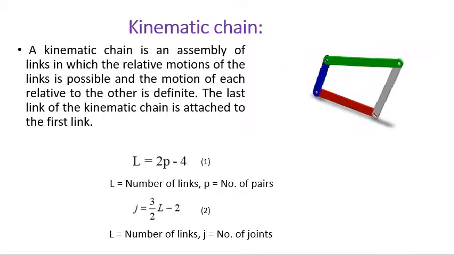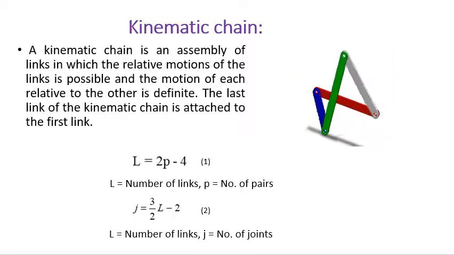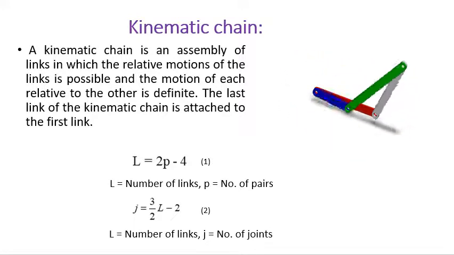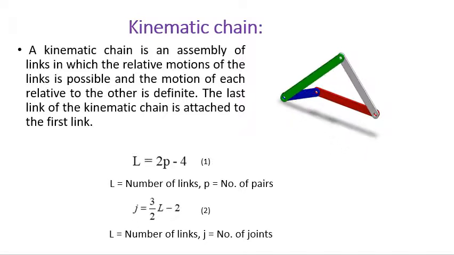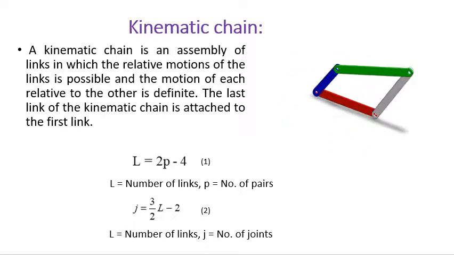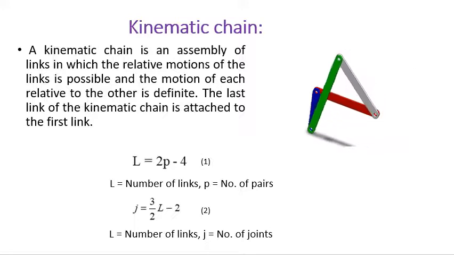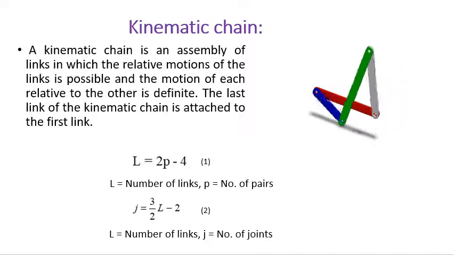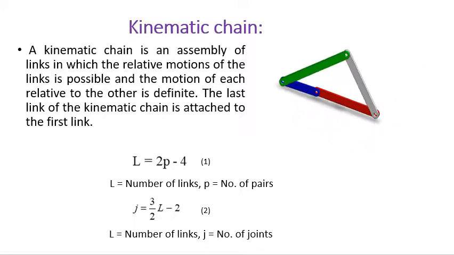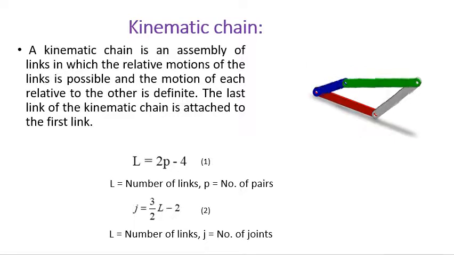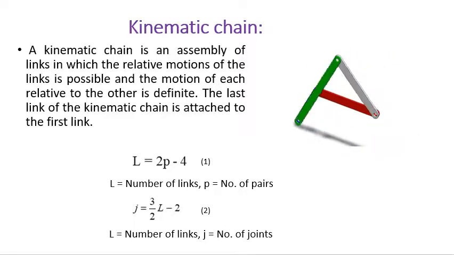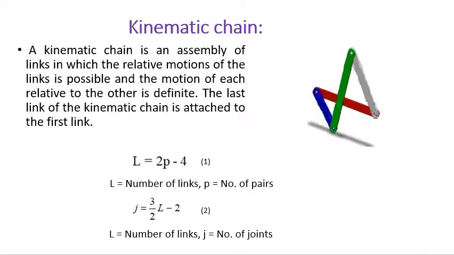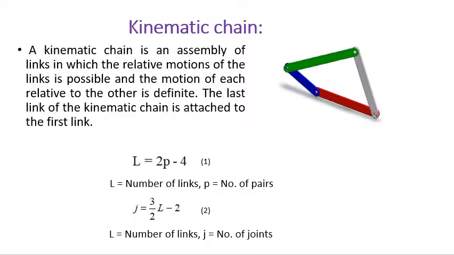So next one, the relation between the number of links and number of joints, which forms a kinematic chain, that is j = (3/2)L - 2. Here small j represents number of joints and capital L represents number of links. Okay, so if we take this as an example, how many links do we have in this mechanism? This is link number 1, this is link number 2, this is link number 3, and this is link number 4. So we have 4 links.